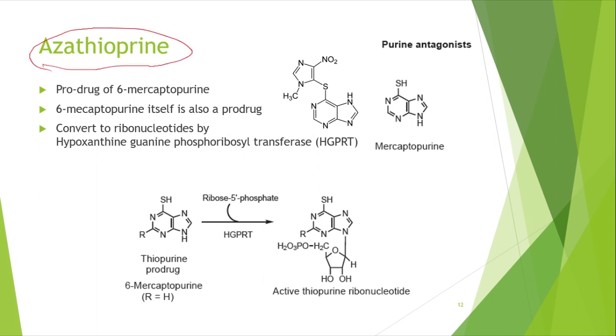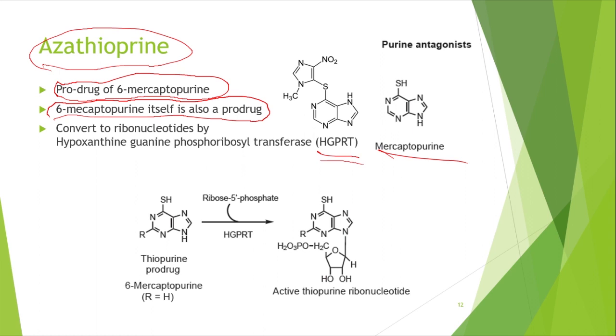Now moving on to the second agent, azathioprine. It is again a prodrug, a prodrug of 6-mercaptopurine. Now, 6-mercaptopurine itself is also a prodrug, so this gives you a twist. It is a prodrug of a prodrug. It's converted to a ribonucleotide by this particular enzyme, HGPRT, hypoxanthine-guanine phosphoribosyltransferase. Very long name, and this abbreviation will suffice. So by this enzyme, it finally becomes an active thiopurine ribonucleotide.